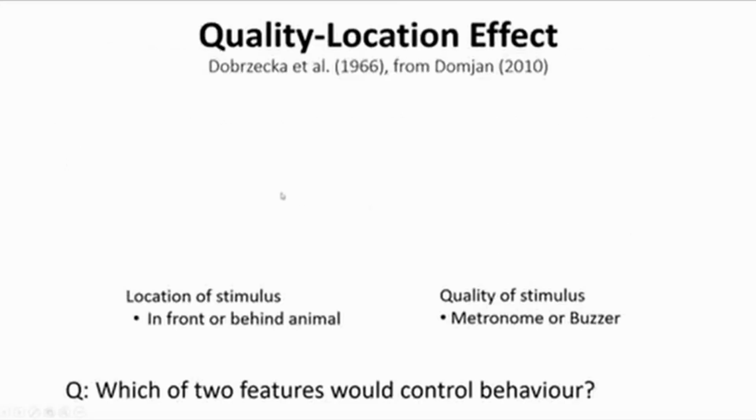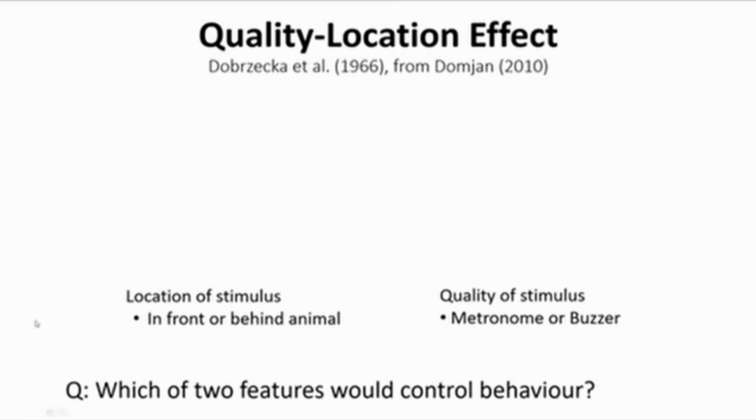So let's look at another experiment, and this one is a really cool experiment. I like how it's a very elegant way for us to look at a whole bunch of different factors that might be involved in stimulus control. So this is the quality location effect experiment, and this was originally done in the 60s, and this is a pretty standard experiment to talk about when we're doing behavioral and learning stuff.